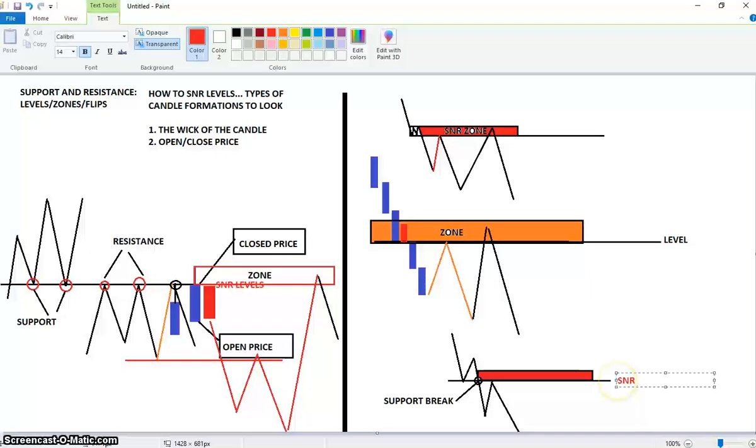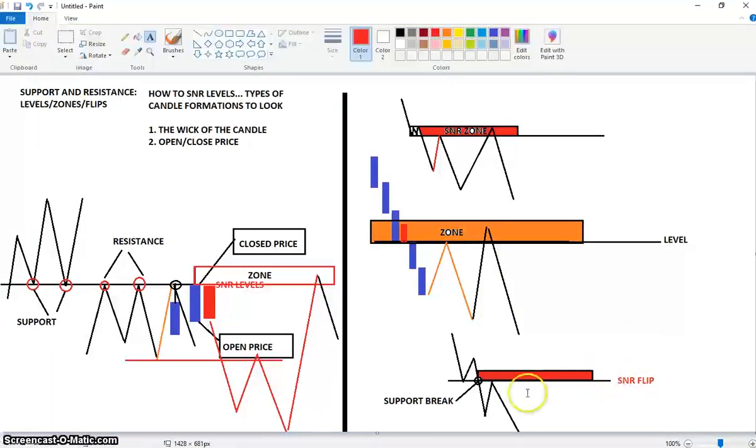S and R, or support and resistance flip. Okay, this is a support and resistance flip. So which means price comes to support, broke the support and came back. Support becomes resistance, and then this area, this level, or the area or the zone was able to hold price.